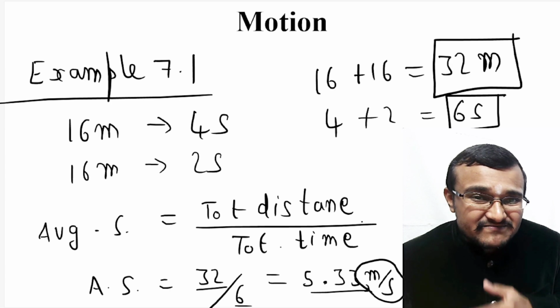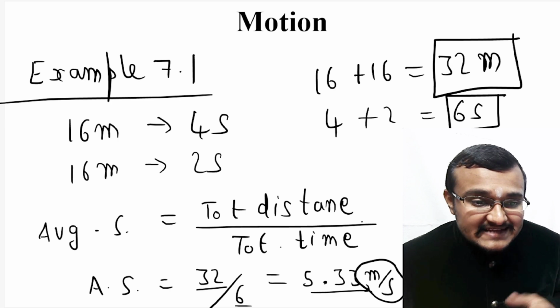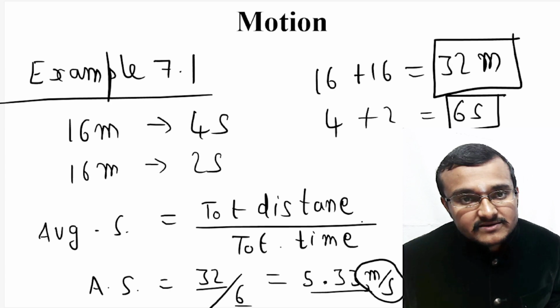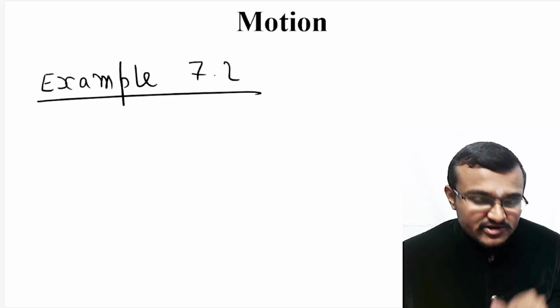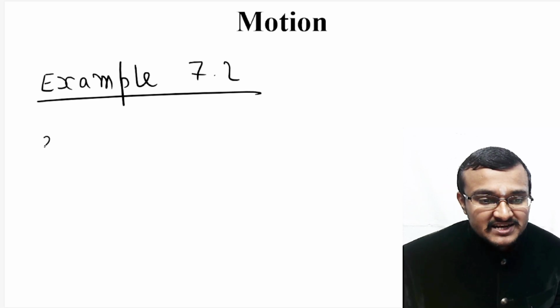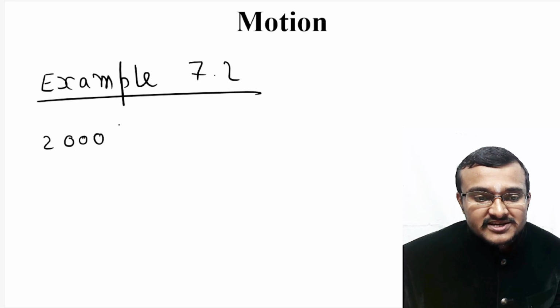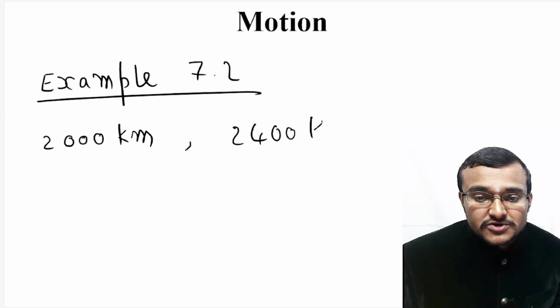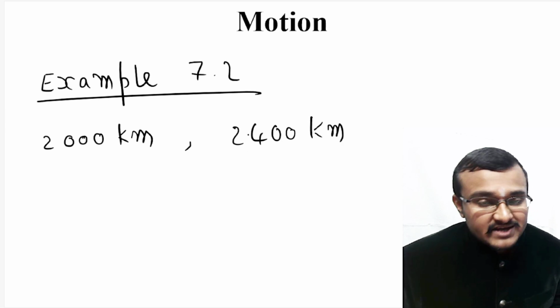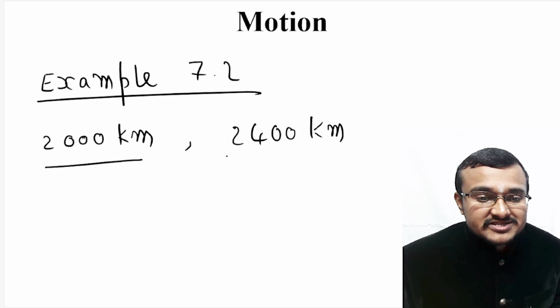So 5.33 meter per second is the answer for this example 7.1. So coming to example 7.2, here the odometer of a car showed that initially, before starting the trip, 2000 kilometer was recorded on it, and after completion of the trip, 2400 kilometer was read on that particular odometer of the car.